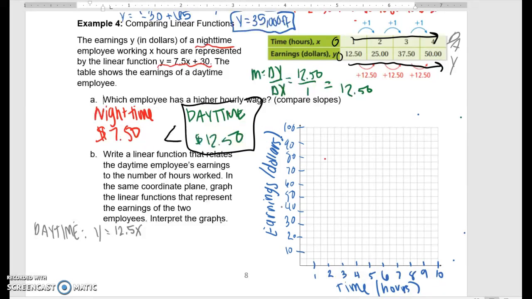Okay, so now we have our x and our y labeled. Now the last thing we have to do is graph. So I'm going to graph the nighttime employee first. And remember your nighttime employee, this equation that's already in here. You can see that the y-intercept is 30. So I'm going to plot a point at 30. And then what I'm going to do in order to figure out what the other points are, I'm going to plug in numbers for x. So if I plug in 2 for my x, so I have 7.5 times 2 plus 30 will give me 45.